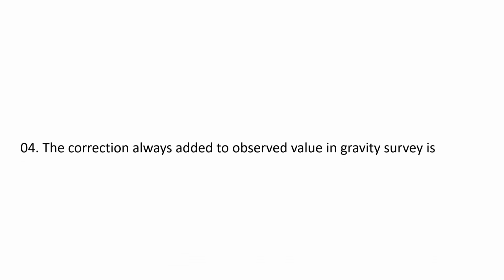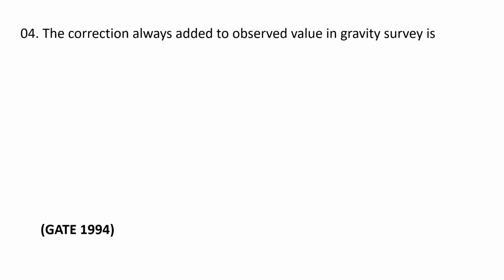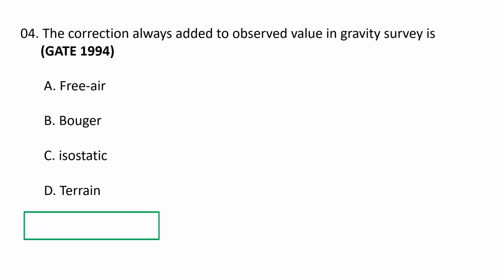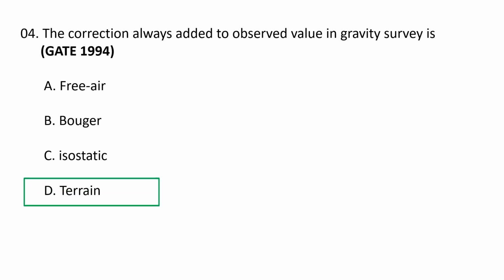Next question. The correction always added to observed value in gravity survey is, these are the questions asked in GATE exams. A. Free air, B. Bouguer, C. Isostatic, D. Terrain. So the correction which is needed to add to the observed value in the gravity survey is terrain correction. D is the correct option.